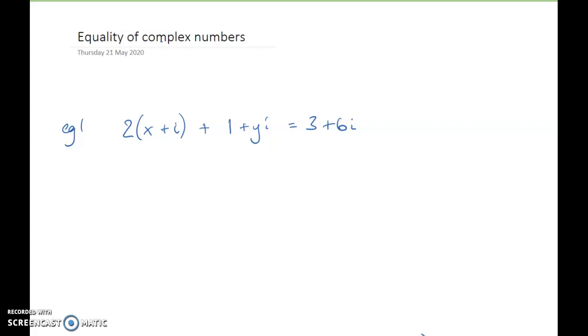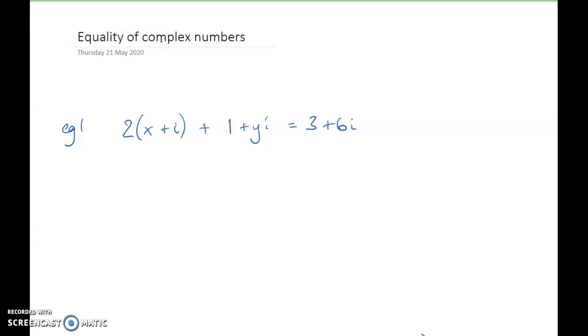Okay, I'd like to go through something called equality of complex numbers here, and I've got a couple of examples I want to go through. So the idea of equality is that the real parts are going to be equal to each other, and separately the imaginary parts are going to be equal to each other. So I'm going to go through two examples to explain this.